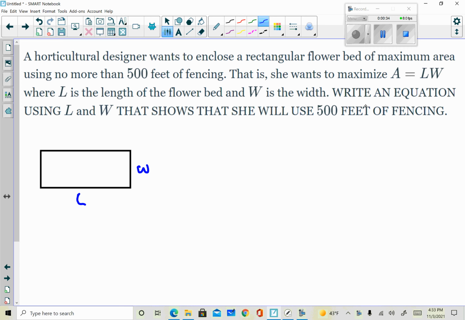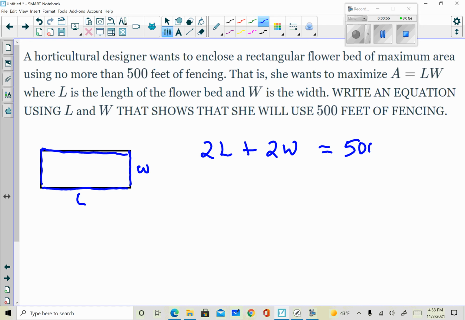In this rectangular flower bed, she has L feet of fencing here and here. That's L plus L. She has W feet of fencing here and here. That's 2W. 2L plus 2W equals 500 feet of fencing altogether. And that's the answer.